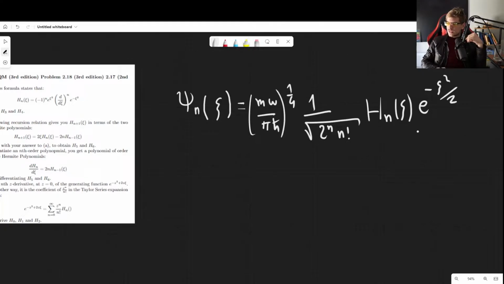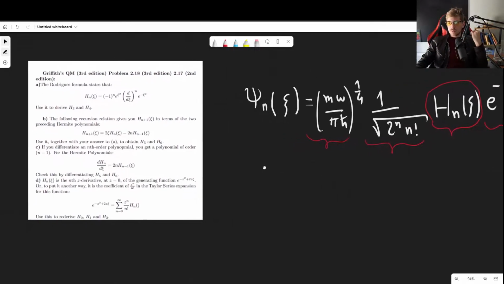And as you can see, the main difficulty here: this is a constant, this only depends on n, so you just plug in n and you already have this part. This is simply e to the minus xi squared over 2, so that's pretty easy. So the only thing is this polynomial right here, which is precisely the Hermite polynomial. So we need to be comfortable calculating the Hermite polynomial, okay?